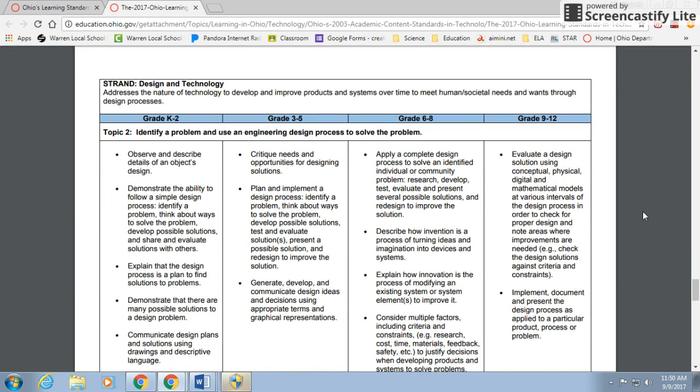In topic 2, you're identifying the problem and using engineering design processes to solve the problem. So students, they already know how to problem solve. They have critical thinking skills, but they don't know how to apply them.